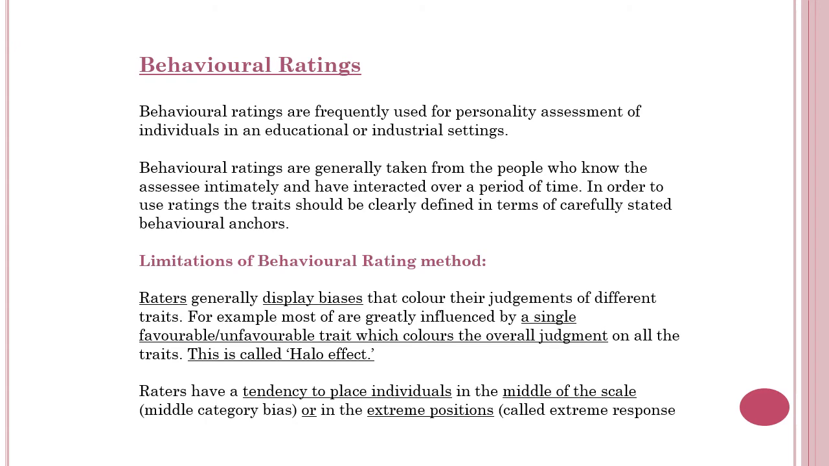And second, raters have a tendency to place individuals in the middle of the scale, that is middle category bias, or in the extreme positions, called extreme response bias. So in the middle category bias, they avoid the extreme positions, or in the extreme response bias, they avoid the middle categories on the scale. These are the two limitations that lie with the behavioral rating.